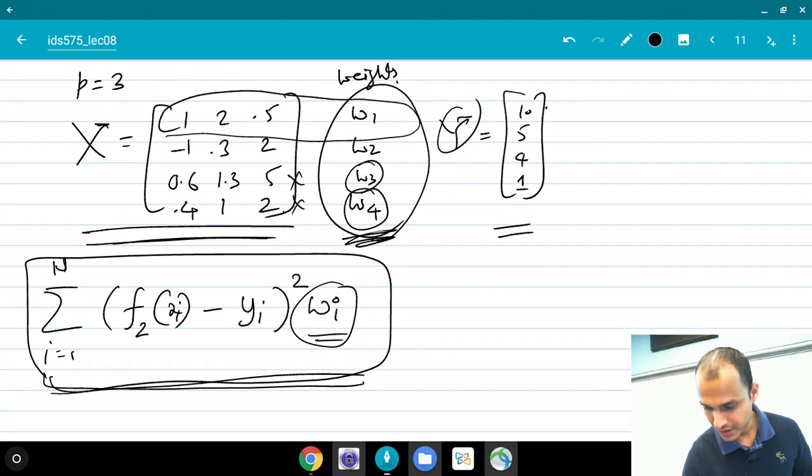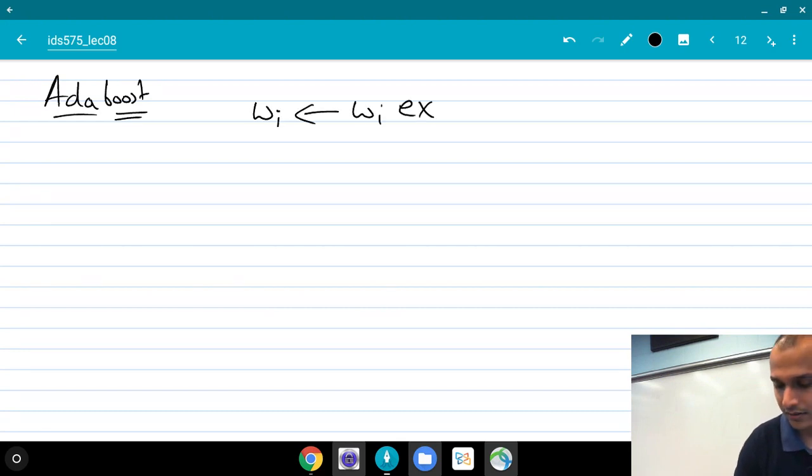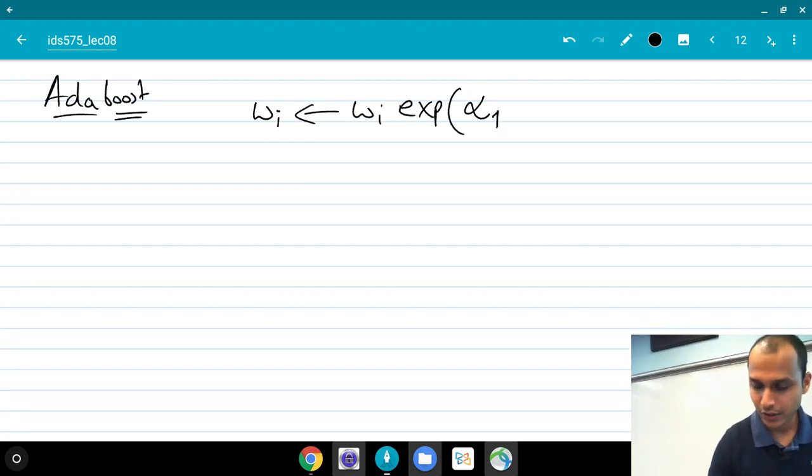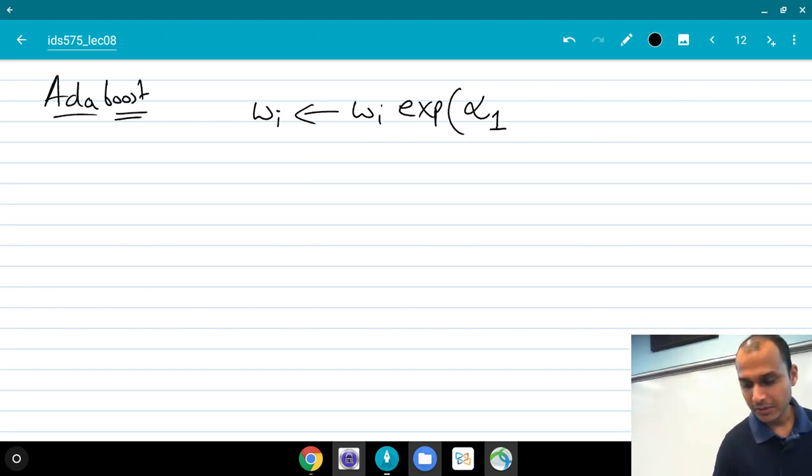I don't think there is too much intuition to be gained, but AdaBoost changes the weights in this way. If something was misclassified, then the weight is increased by some number alpha. Let's say I'm in the first model. The first model F1 misclassified some observations and correctly classified some observations. The ones it misclassified, I'm going to multiply with alpha 1.